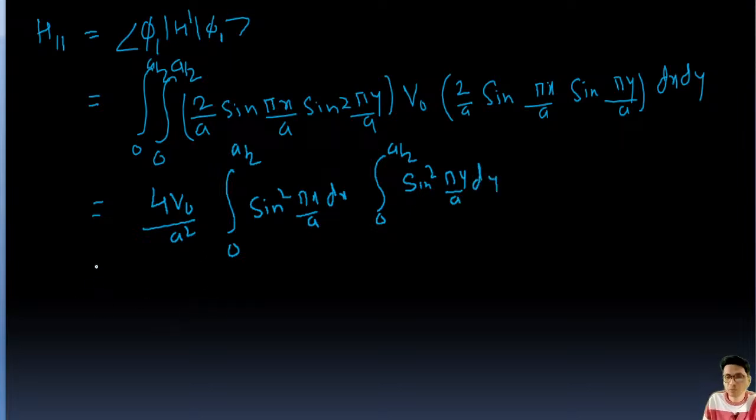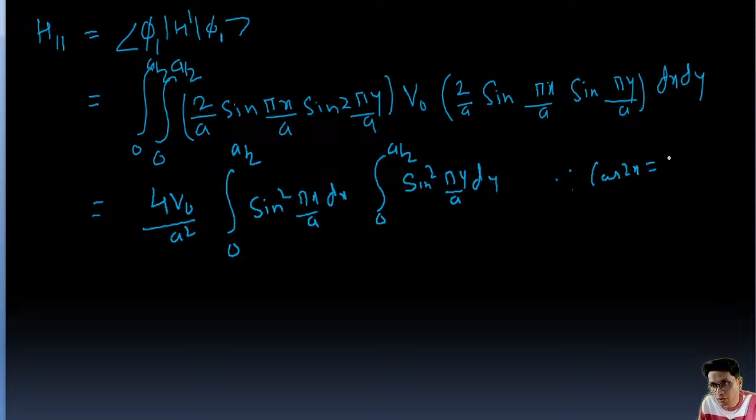So this is the integration we need to solve. We can easily solve it. We know the value of sine square, because we know the formula, right? Cos 2x equal to 1 minus 2 sine square x. From there we'll get the value of sine square x. So this is going to be 1 minus cos 2 pi x upon a, by 2.